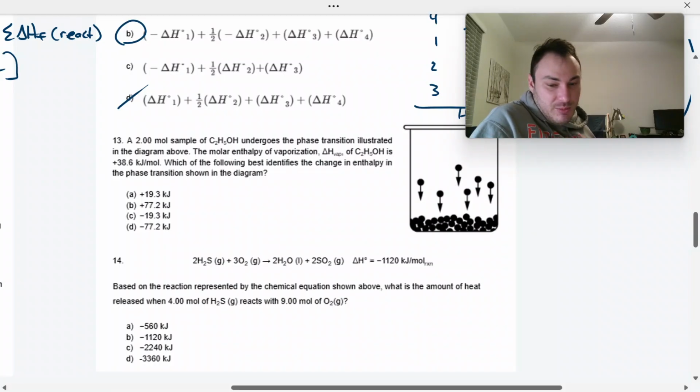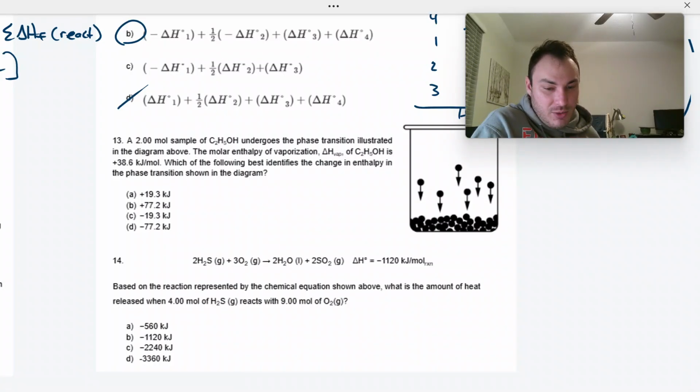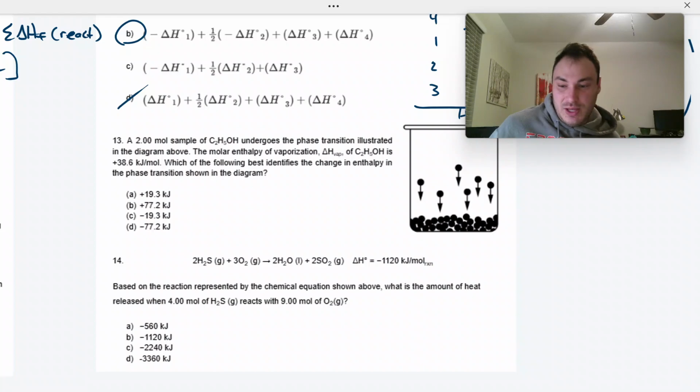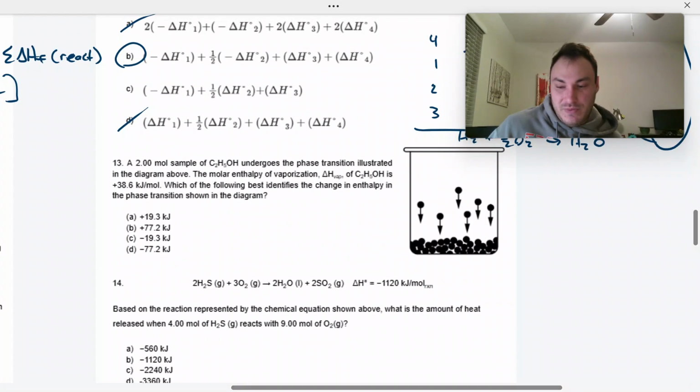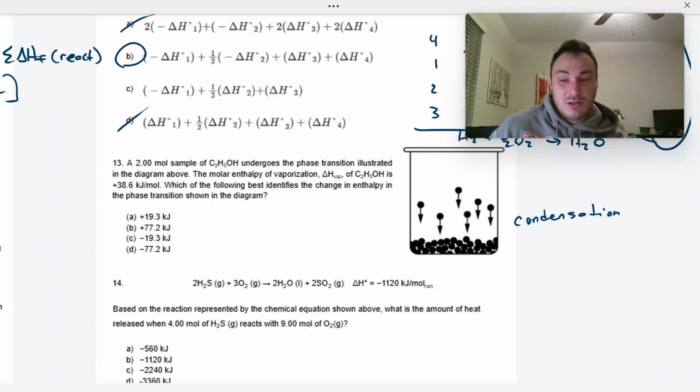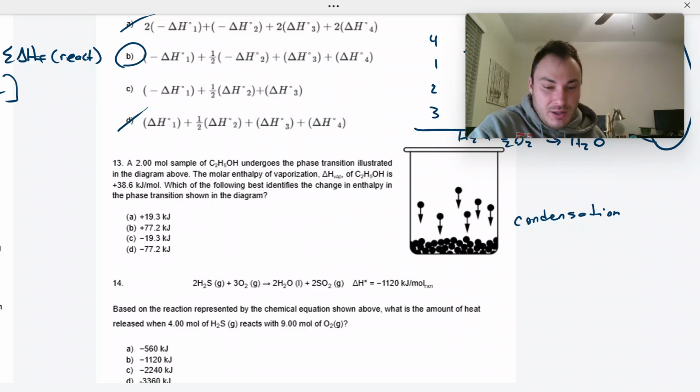A 2-mole sample of a compound undergoes the phase transition illustrated in the diagram above. This looks like condensation right here. It looks like we're going from gas to liquid or gas to solid. It could be deposition, but we'll go with condensation. The molar enthalpy of vaporization, so it is condensation, is 38.6 kilojoules per mole. Which of the following best identifies the change in enthalpy in the phase transition shown in the diagram?